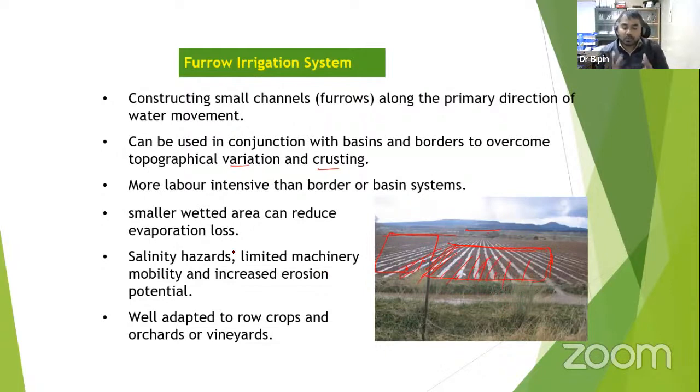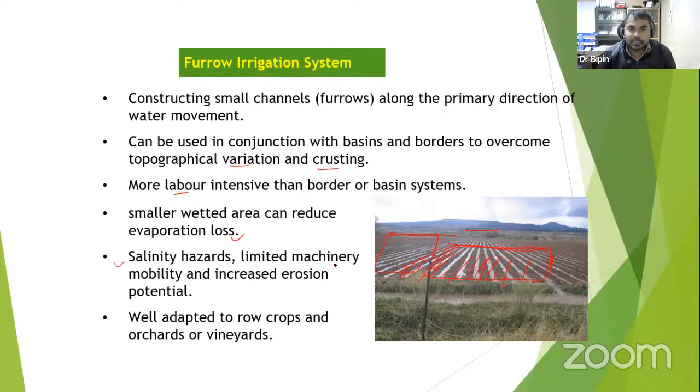So that's why, if those variations are available in the field, like your field is not leveled well, you can minimize them by the use of basins, and then you make the furrows. And it is again a more labor intensive border basin system, and a smaller wetted area can reduce evaporation losses. So here we are allowing a smaller wetted area, so that's why evaporation losses will be low.